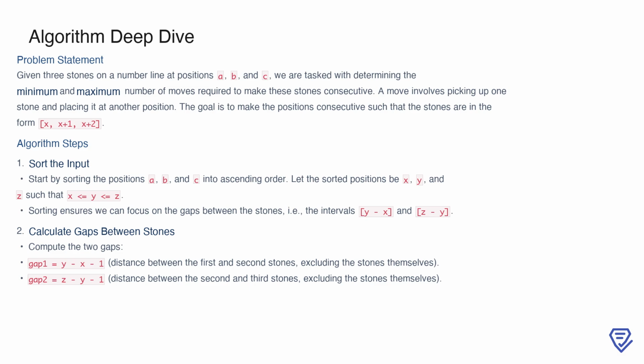The first step of the algorithm is to sort the positions A, B, and C in ascending order so that we can clearly define their relative distances. Let's call the sorted positions X, Y, and Z, where X is less than Y, which is less than Z. Sorting simplifies our approach because we can focus on the 2 gaps between the stones, the gap between X and Y, and the gap between Y and Z. These gaps, calculated as gap 1 equals Y minus X minus 1 and gap 2 equals Z minus Y minus 1, represent the empty spaces between the stones, which will determine the number of moves required.